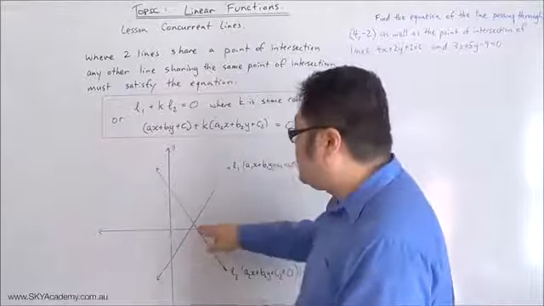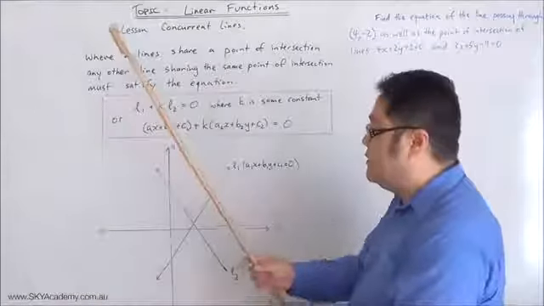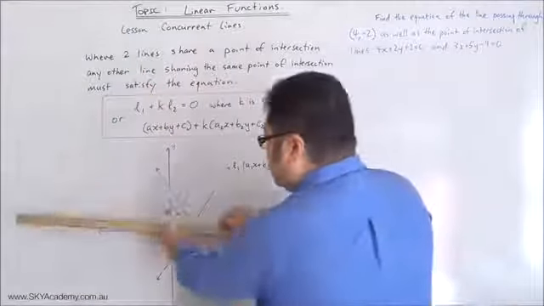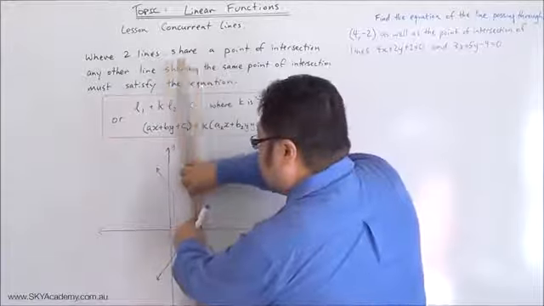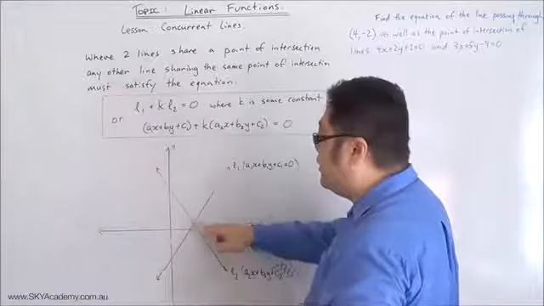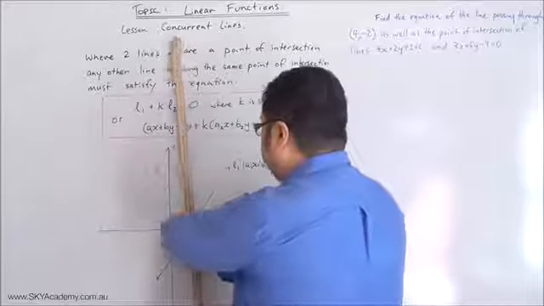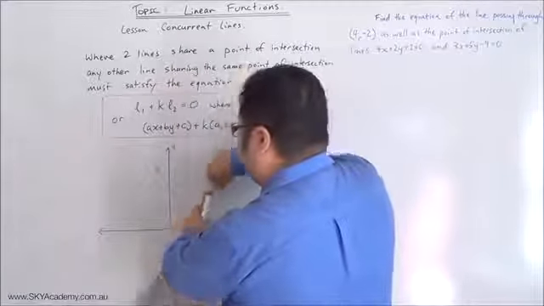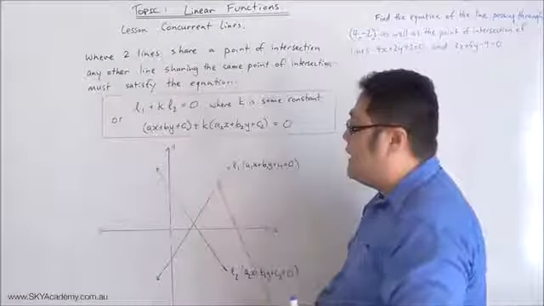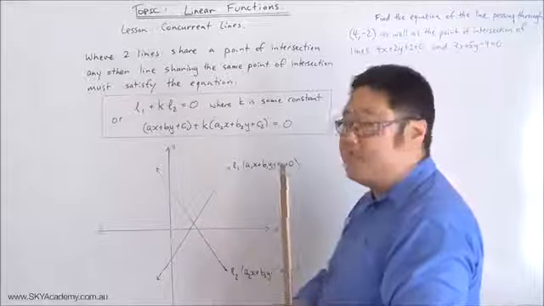Alright, and so that can give us all sorts of lines that pass through that same point, but we don't actually need to find that point. So any sort of line that passes through that point of intersection can be found without actually having to find that point.